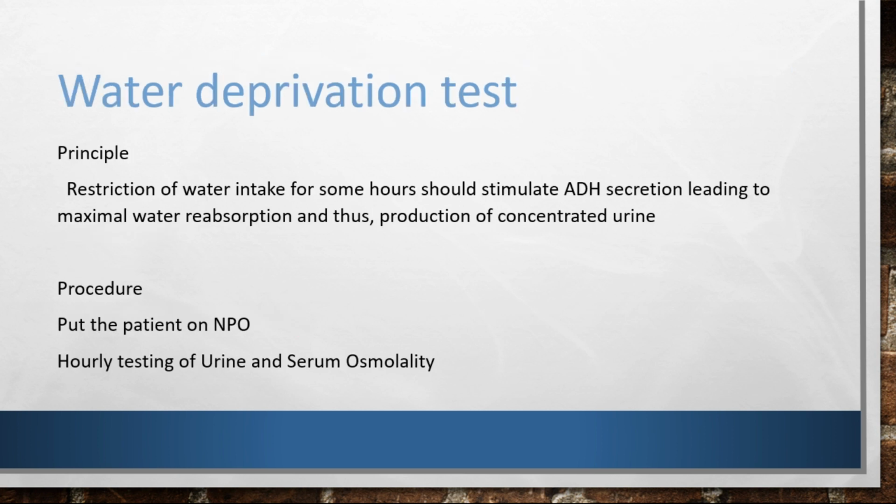So if you consider diabetes insipidus, to confirm it, we can do the water deprivation test. The principle here is the restriction of water intake for some hours. This will increase the blood osmolality, and this will stimulate ADH secretion from the hypothalamus. And when there is ADH secretion, there is maximal water reabsorption, and if there is water reabsorption from the urine, then there is production of concentrated urine. The procedure here is the patient is kept NPO, nil per os, for some hours, and we do hourly testing of the urine and the serum osmolality.